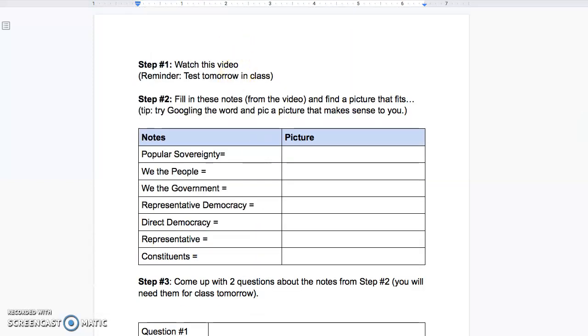So let's get started. I'm going to go through some notes, and you pause the video whenever you need to. You are going to fill in the definitions for these things, and then I would like you to find some pictures, something that you think represents that concept. Some of these concepts can be a little bit more difficult, so you want to think about pictures. You can Google or think of a picture that kind of represents whatever these concepts are.